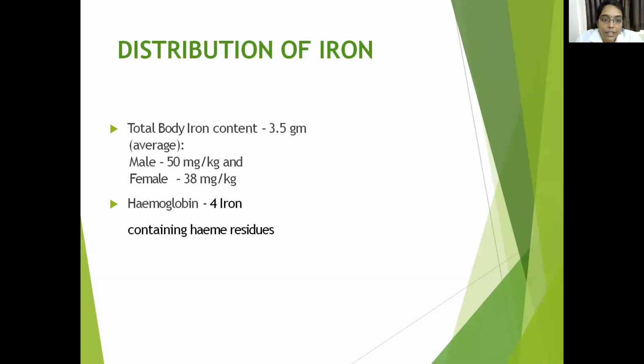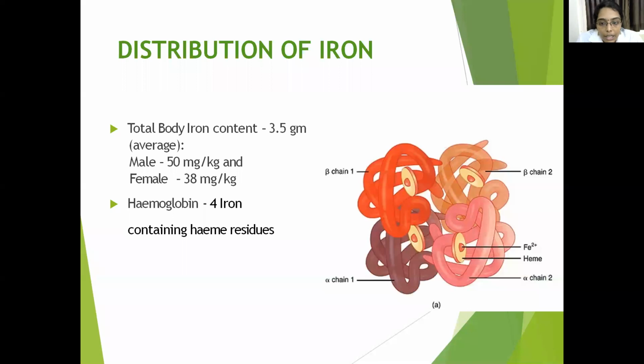The distribution of iron in the body. On an average, an adult will have 3.5 gram of total body iron content. In males, it is more, about 50 mg per kg, and in females, it is 38 mg per kg. Now let us see the structure of a hemoglobin molecule. In a hemoglobin molecule, we have 4 iron containing heme residues. Each gram of hemoglobin contains about 3.47 mg of iron.